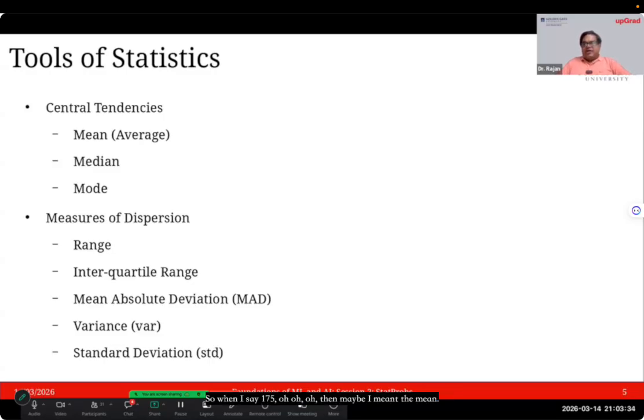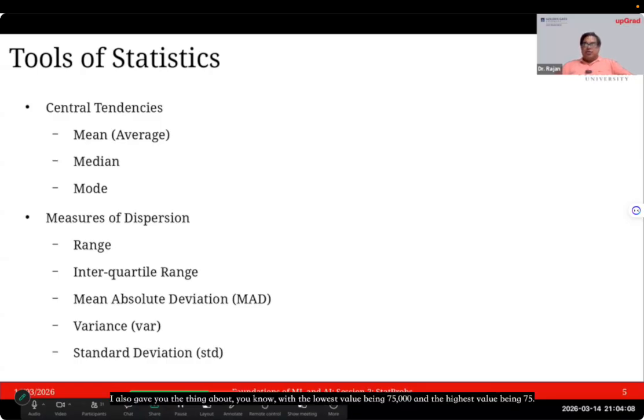So when I say 175,000, then maybe I meant the mean. It's also called the average. Or maybe I meant the median. Okay, usually not the mode in this situation. Should I say mean, or should I give them, for such questions like this, should I answer with the mean, or should I answer with the median or the mode? When do I use mean, median, or mode? That's a question then we'll have to ask.